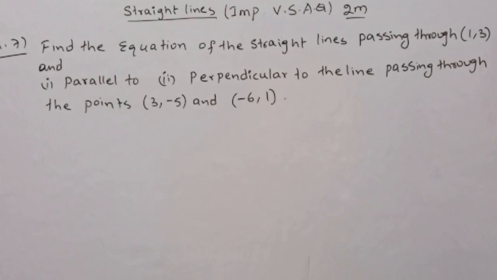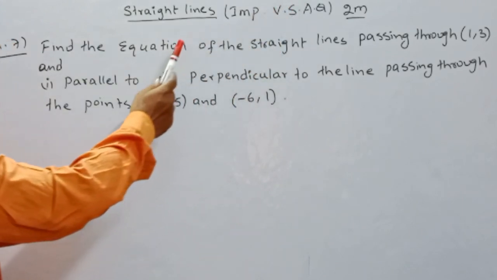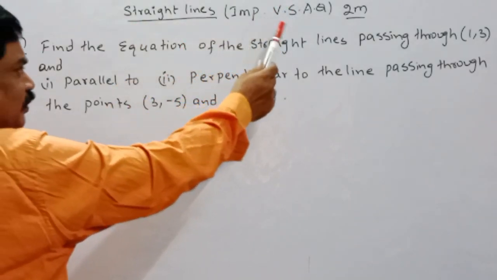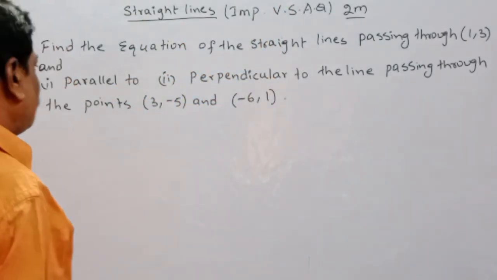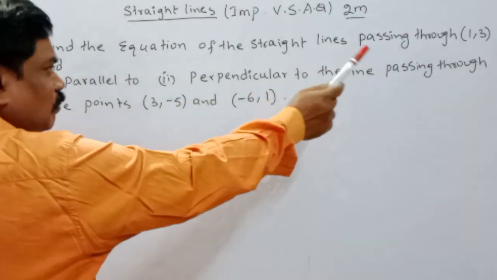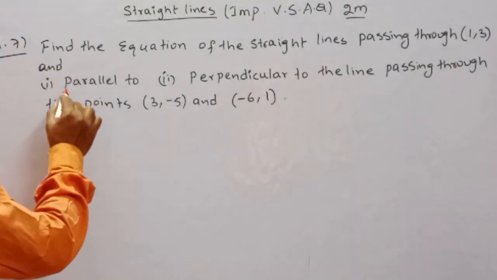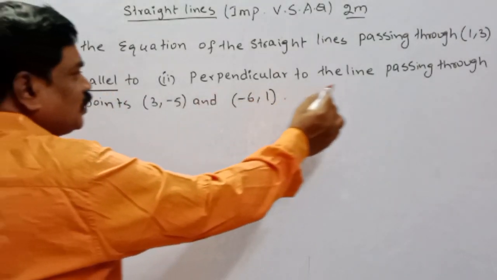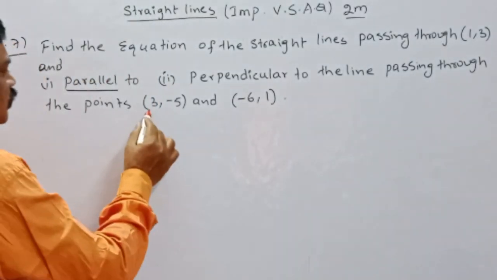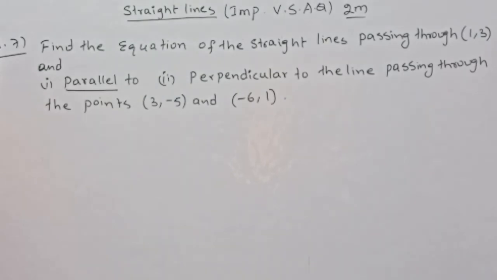Here we have one more problem on straight lines. IPE, AP and TS straight lines, important, very short answer questions, 2 marks. Find the equation of the straight lines passing through (1, 3) and parallel to, perpendicular to the line passing through (3, -5) and (-6, 1).